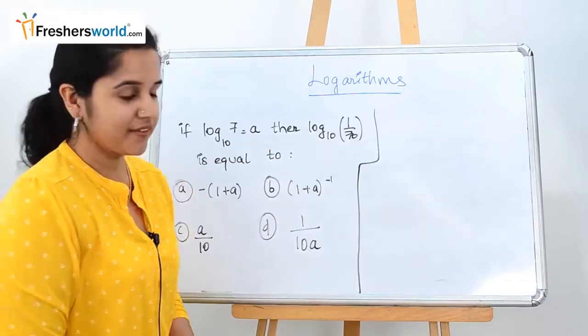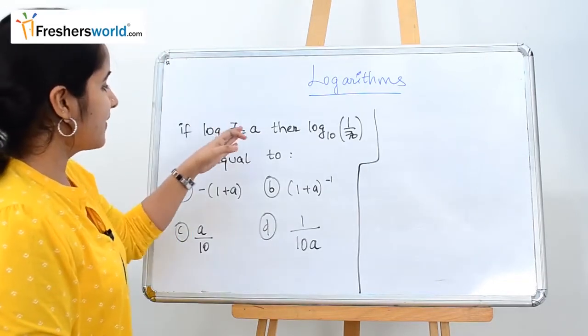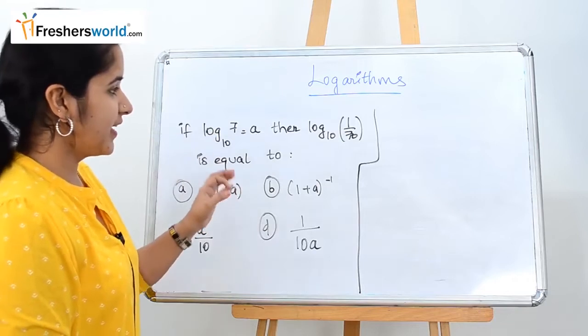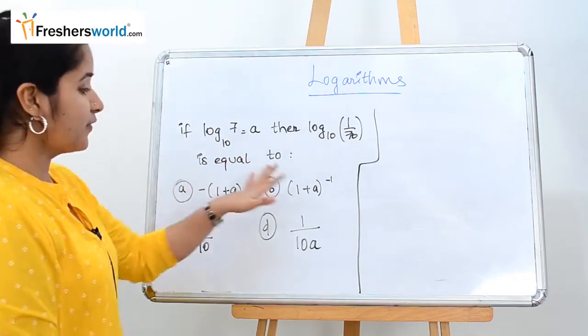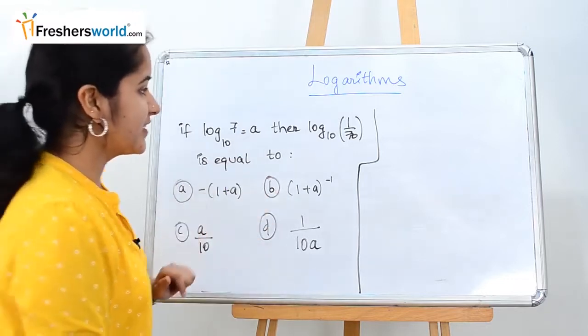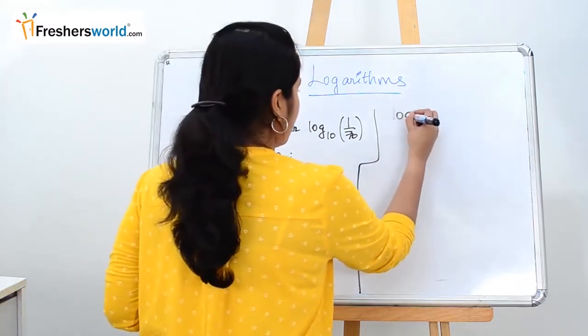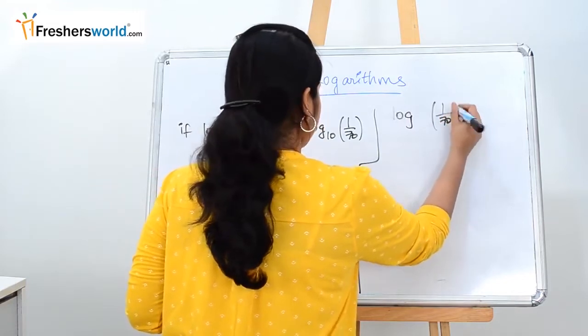So the next question that they have given is, if log 7 to the base 10 is equal to a, then log 1 by 70 to the base 10 is equal to what? They have given 4 multiple choice options for it. So let's get started. So what they have given? Log 1 by 70 to the base 10.